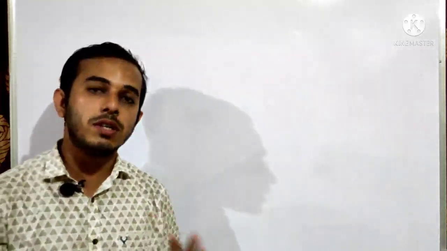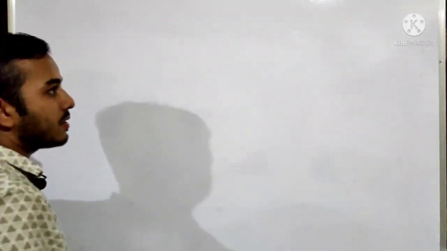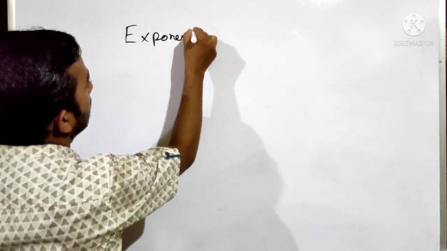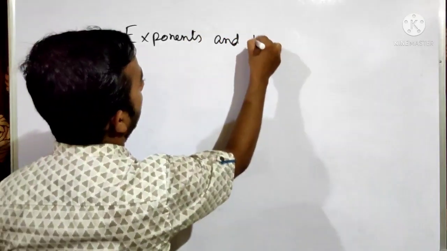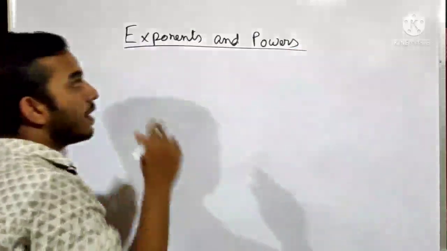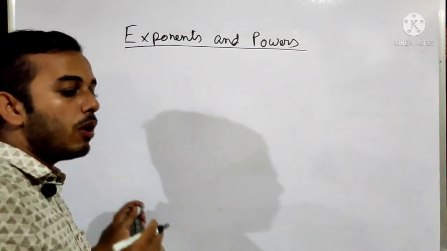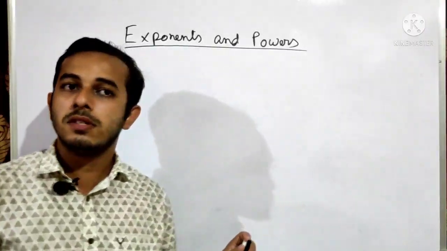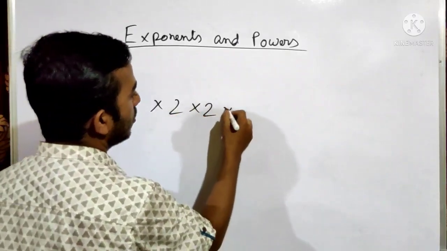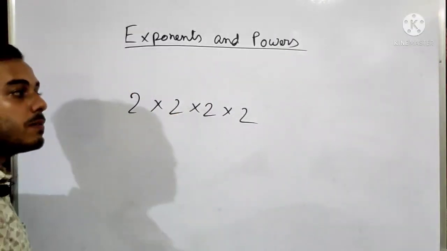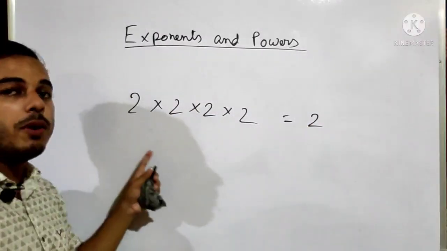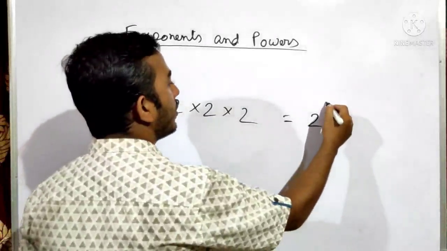Okay, so our first chapter was exponent and power. So let's discuss something about exponent and powers. So basically, what was exponent and power? The word came from when a number is multiplied many times, isn't it? For example 2 into 2 into 2 into 2. Here which number is multiplied? Here 2 is multiplied, and how many times? It is multiplied 4 times, so we write here 4.